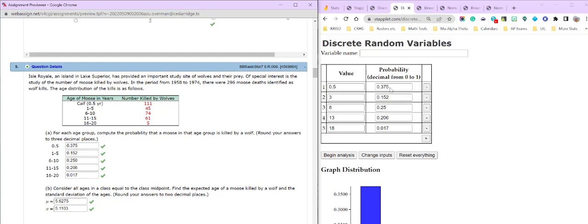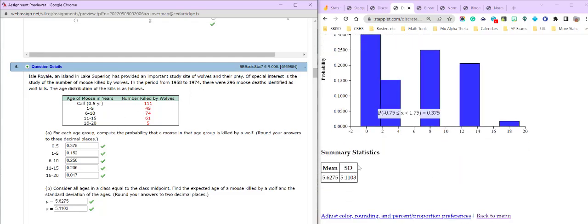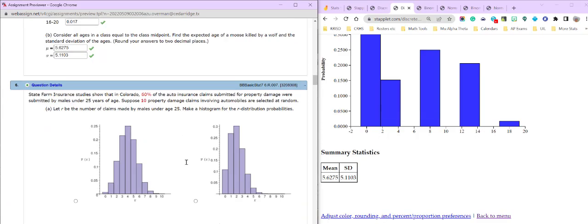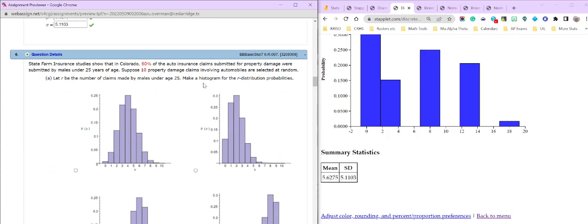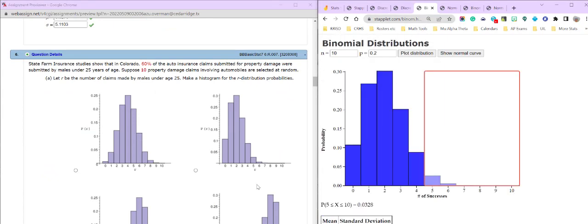So part of this was actually calculating the probabilities that go into this table that you're going to need anyways. And if you put this in the Statlet under discrete random variables, remember when you have these tables, it's discrete random variables like this. You scroll to the bottom and it gives you the mean and standard deviation. Now this one I don't have a table, so it's probably not a discrete random variable. It's probably a binomial distribution.